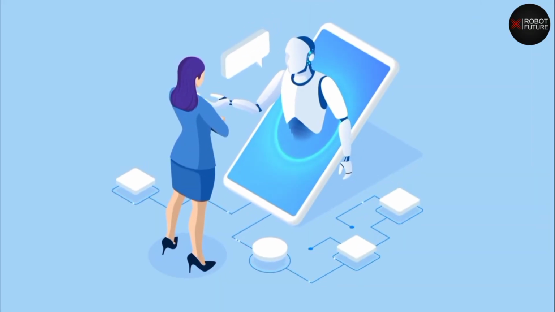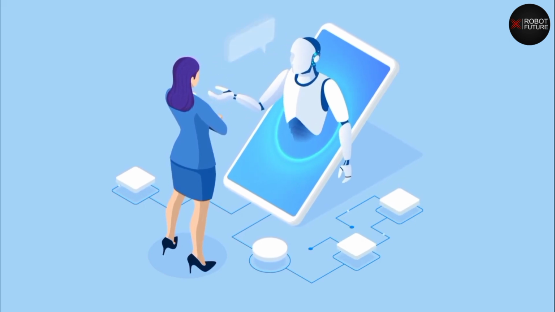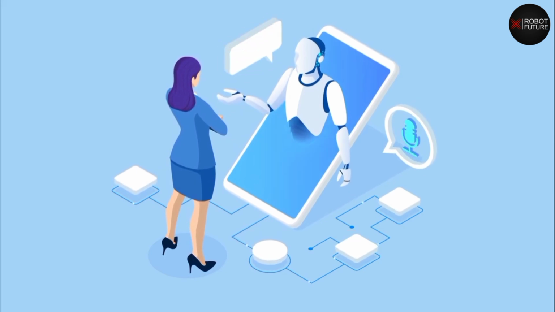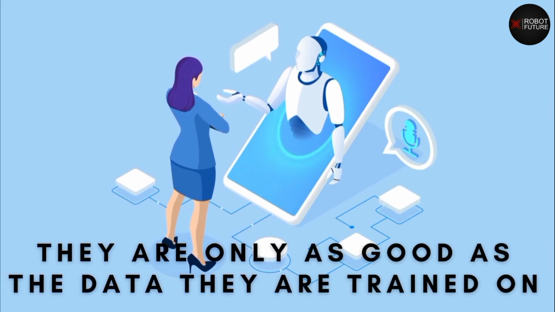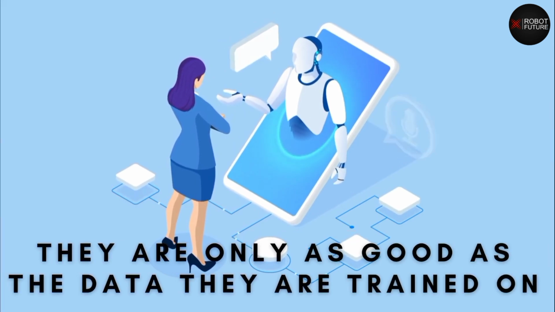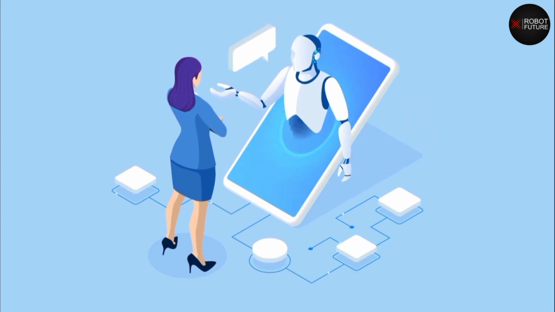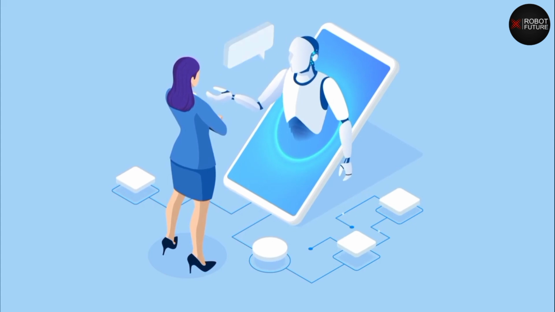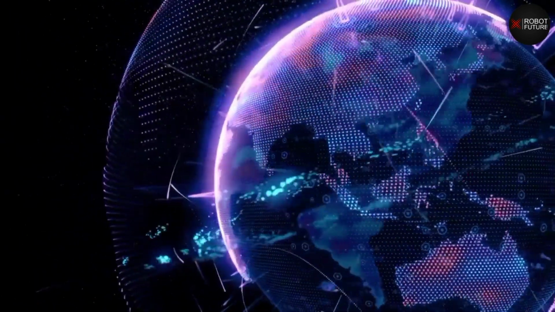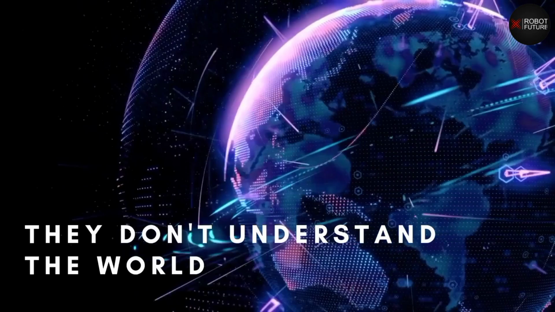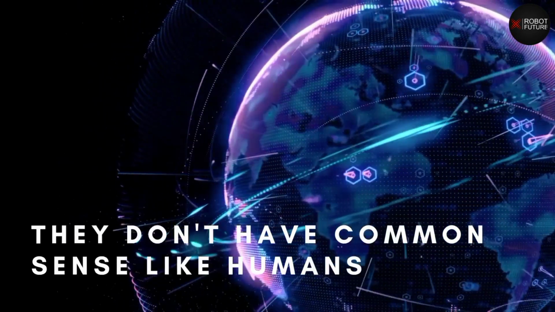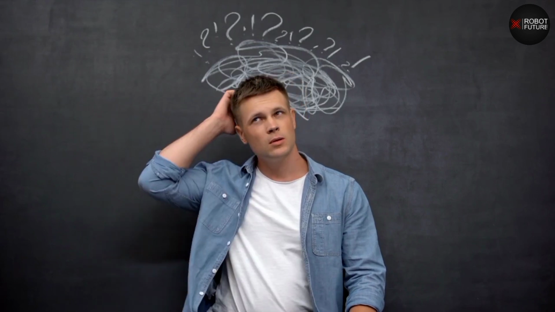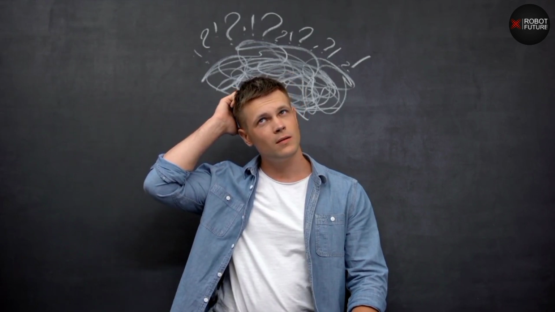From what the chatbot explained regarding its limitations, one of the main problems with ChatGPT and other large language models is that they are only as good as the data they are trained on. If the training data has biases, the model may repeat and amplify these biases in its responses. Another problem is that these models don't understand the world or have common sense like humans do. This can lead to responses that are inappropriate or don't make sense in certain situations.